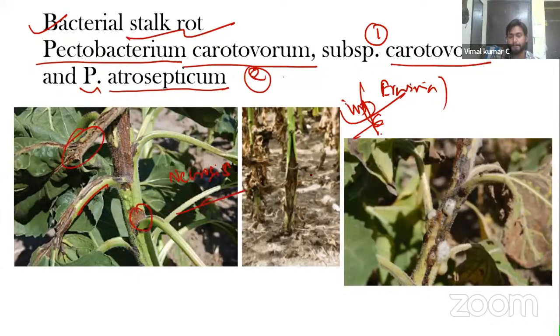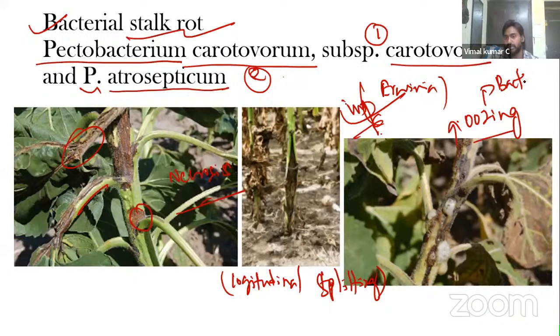Then, followed by that, the key prominent symptom is longitudinal splitting, or transverse splitting along the stem. And one more key feature, if you observe, is the oozing of the bacterial colony. Oozing is nothing but the bacterial colony. Here you can see the oozing of the bacterial colony from the infected plants. So this is how you can easily observe whether it is infected with bacterial stalk rot or not.